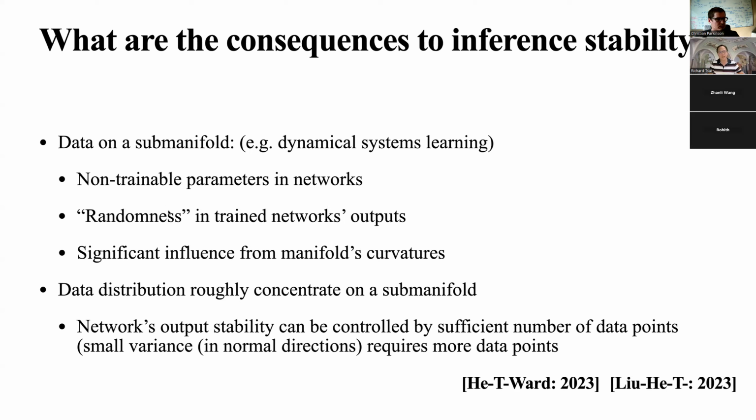And then we also see that because these parameters are not trainable, they are initialized randomly. So this randomness persists. As you feed forward your network, the randomness will persist and influence the output of your network.